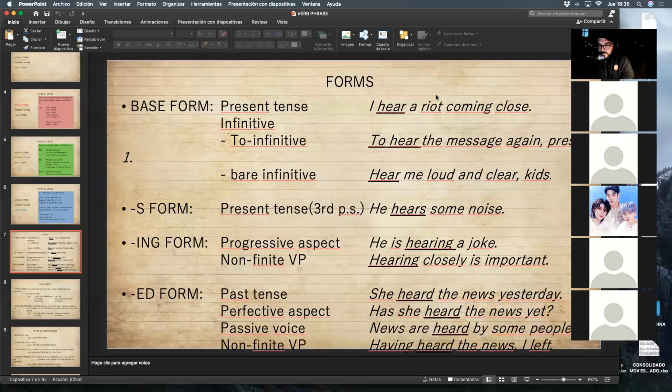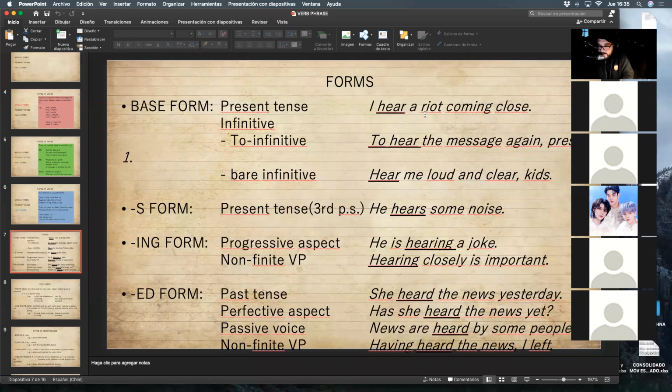Finally, the -ed form. It could be both, right? Ed1 or ed2. They are used in tensed verb phrases in order to represent past tense, perfective aspect, and passive voice. Meanwhile, the non-finite forms are used in order to represent non-finite verb phrases. They are called -ed clauses.